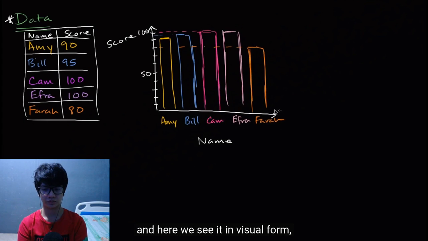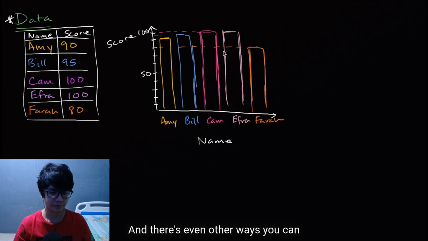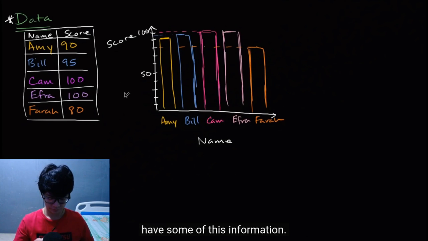And here we see it in visual form, but it has the same information. You can look up someone's name and then figure out their score. Amy scored a 90. Bill scored a 95. Cam scored 100. Ephra also scored 100. Farah scored an 80.